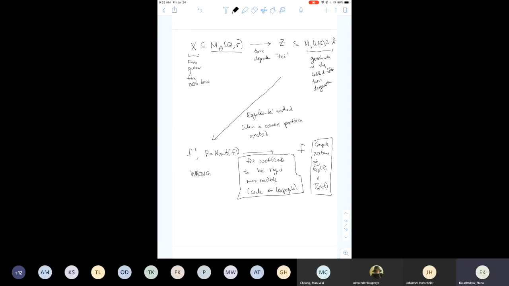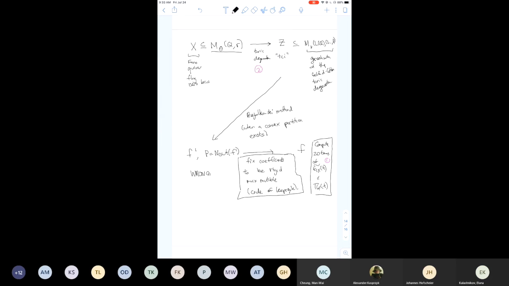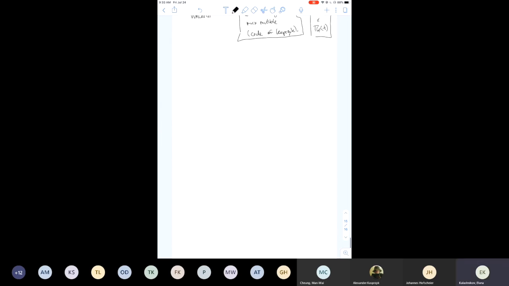So, I want to explain this picture a little more. The first thing I'm going to do is tell you how to compute the quantum period of a Fano quiver flag zero locus, and then the second thing is I'll tell you more about this toric degeneration here. Are there any questions? Okay.